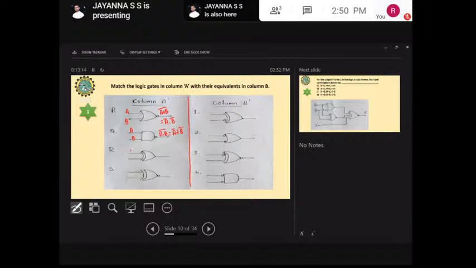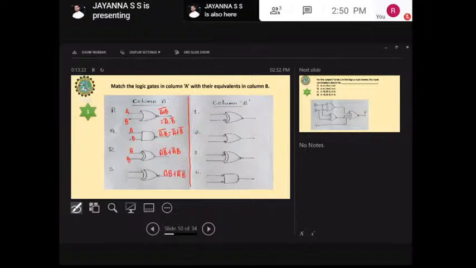Coming to here, A, B. Okay, here it is XOR, right? I can write this one as AB bar plus A bar B. Okay, coming to here, this is XNOR. So I'm going to write this one as AB plus A bar B bar.